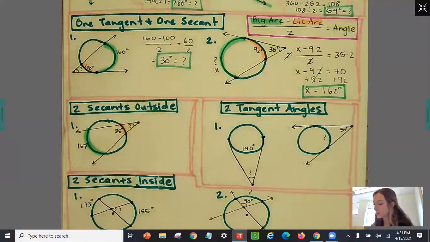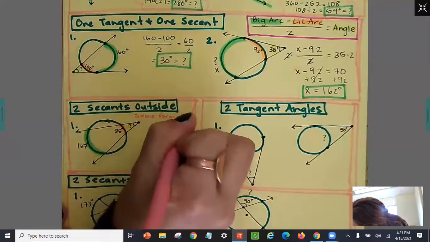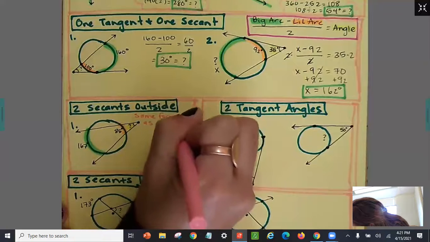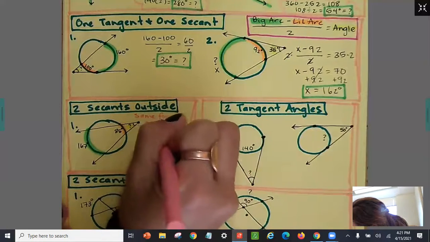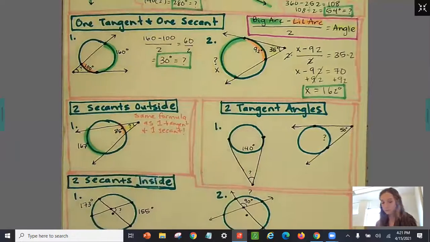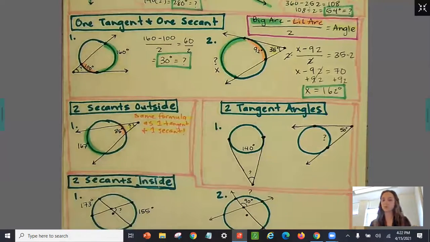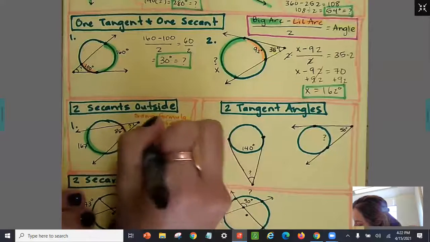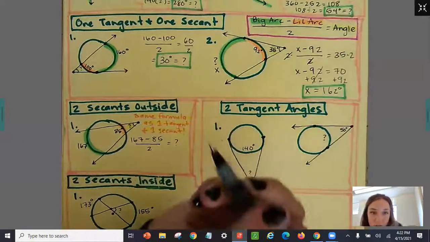So let's just write this out. Same formula as one tangent and one secant. Okay, so we're still going to do big arc minus little arc divided by 2 equals our angle. So let's do big arc, which is 167, minus little arc, which is 85, divided by 2 is going to equal our angle, which is our question mark.